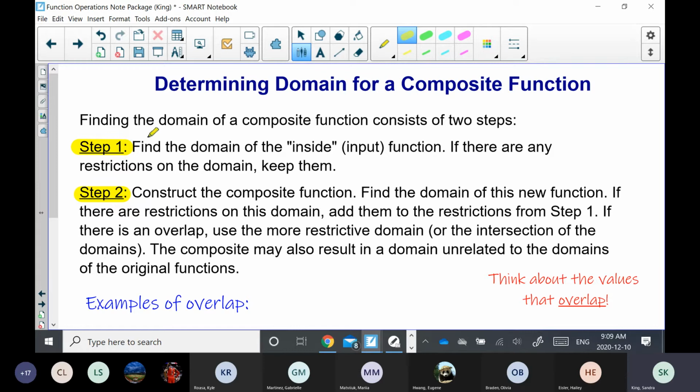So step 1 is we always find the domain of the input function. So we need to basically see if there's any restrictions on the input function. And then step 2 is we construct the composite function. So that's finding the explicit equation. So we're going to get the explicit equation. So maybe I'll write that down for step 2.